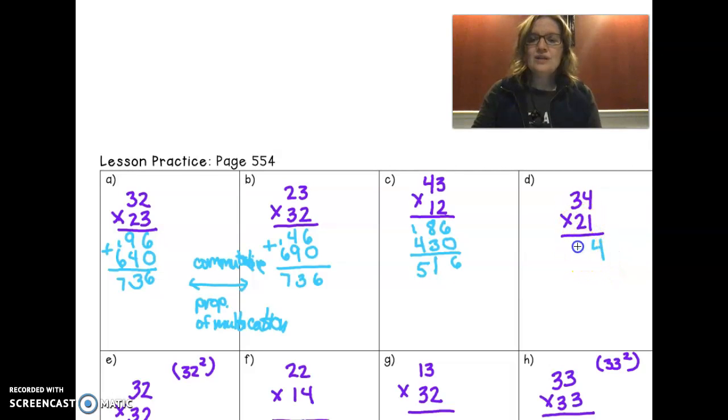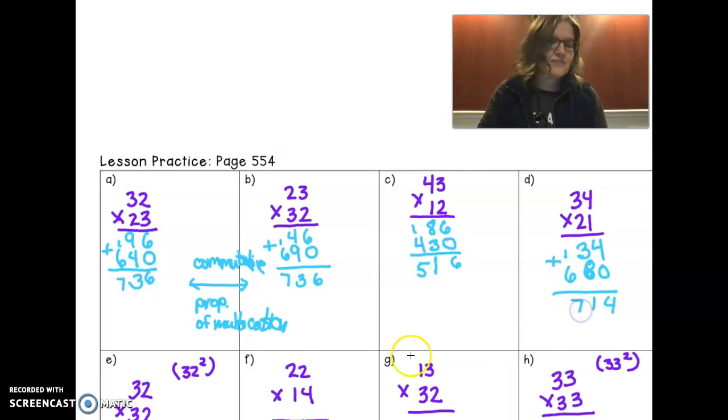Our next one. 1 times 4 is 4. 1 times 3 is 3. Put our 0 down. Now 2 times 4, I'm jumping the gun, is 8. 2 times 3 is 6. This is where you have to be really vigilant and pay close attention to what you are doing. 4 plus 0 is 4. 3 plus 8 is 11, carry our 1. 6 plus 1 is 7.